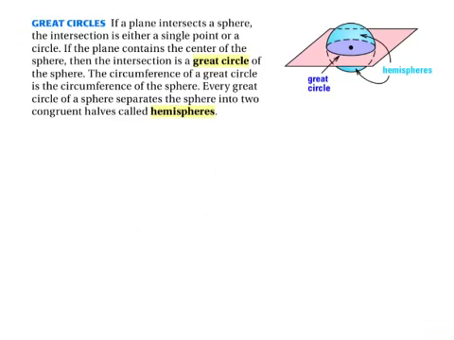Great circles. If a plane intersects a sphere, the intersection is either a single point or a circle. If the plane contains the center of the sphere, then the intersection is a great circle. It's like the Great Pumpkin, Charlie Brown. It's the great circle of the sphere. The circumference of the great circle is the circumference of the sphere. Every great circle of a sphere separates the sphere into 2 congruent halves called hemispheres. If the plane separates the sphere into 2 equal pieces, that means it's going through the center, which is the great circle, and you have 2 hemispheres.